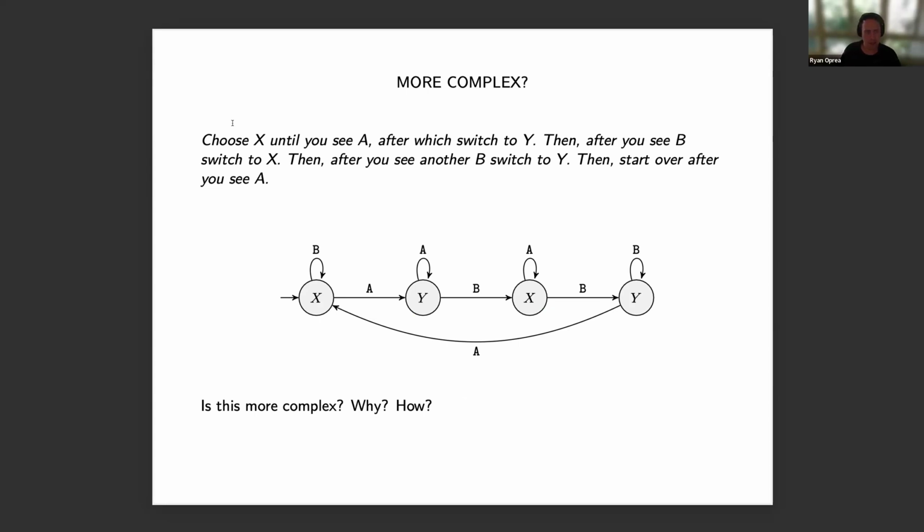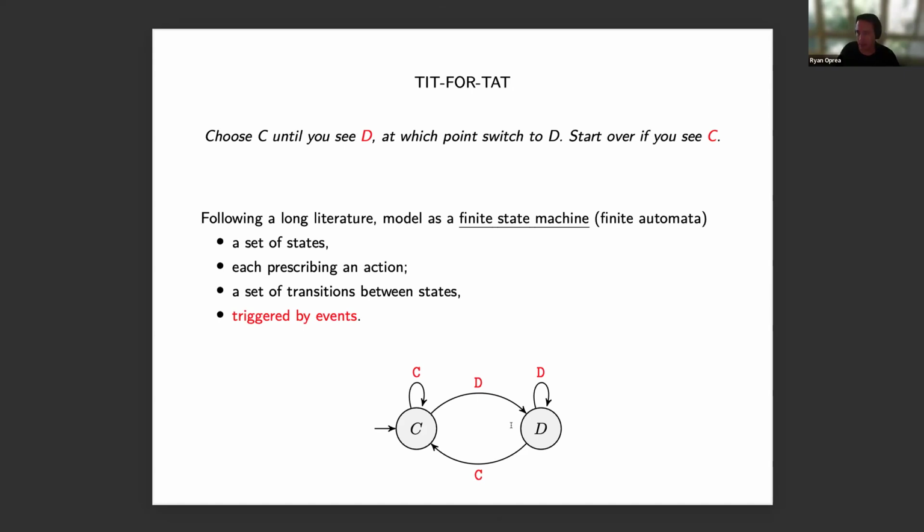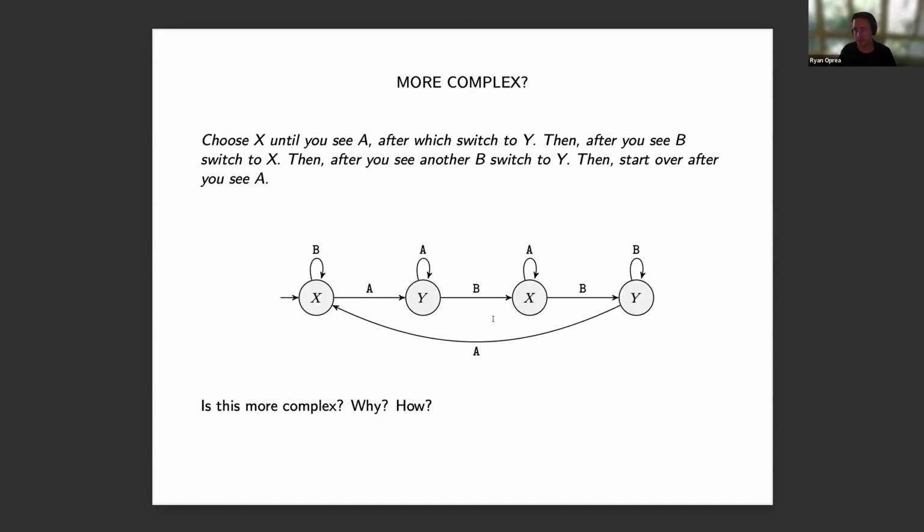Okay, so this is a rule that says choose X until you see A, after which switch to Y, then after you see B, switch to X, then after you see another B, switch to Y, then start over after you see A. And the simplest finite state machine representation looks like this. Okay, and the question is, is this more complex than this? It has more stuff in it. So the simplest algorithm has more components. Which, if any, of these components make it more complex, in the sense that it makes it more costly to implement? That's the kind of question I'm interested in here.